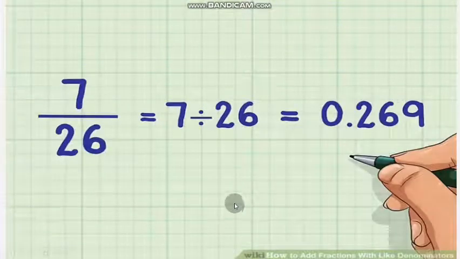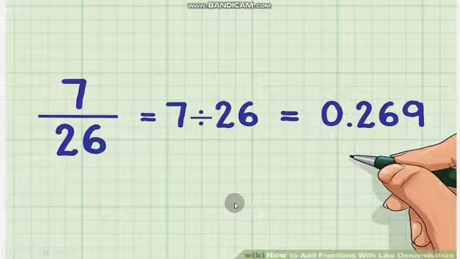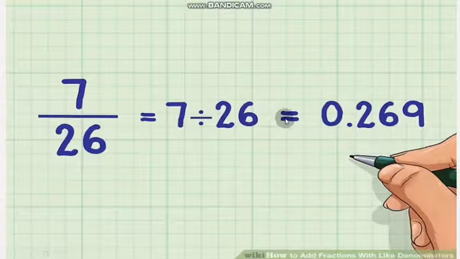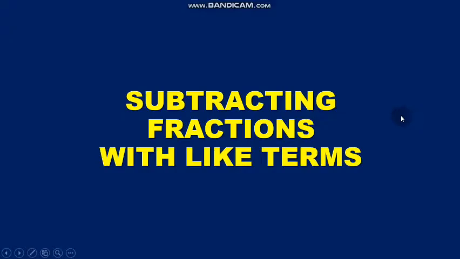Next is reduce or solve the fraction if necessary. Similar to adding fractions, when you subtract fractions, you can still end up with an improper fraction that can be converted to a mixed number, or a fraction that can be solved through division, or a fraction that can be put into a simpler form. In this case, 7 over 26 can also be thought of as 7 divided by 26, which is equal to 0.269. That is for subtracting fractions with like terms.